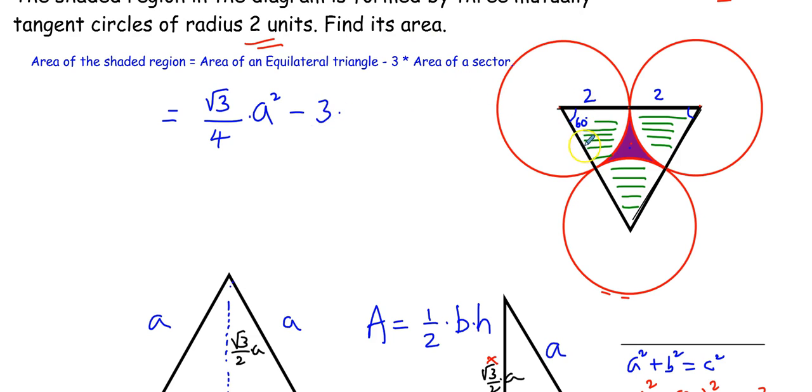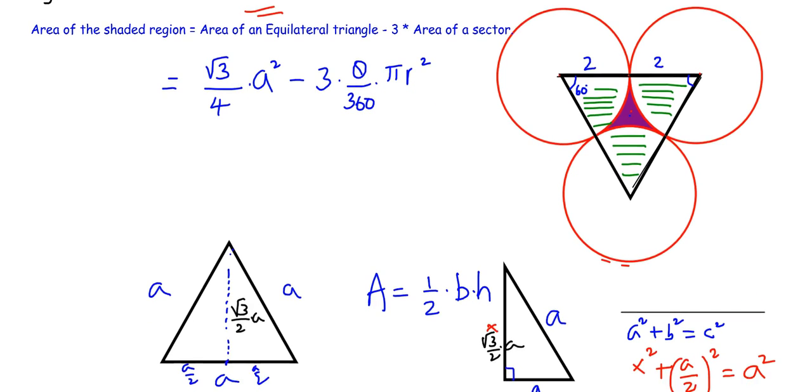So sector, we know that a sector is a part of a circle. So what is the ratio we take? Whatever angle theta you have, that angle over the complete angle, 360 degrees, times the area of the circle. What is the formula for the area of the circle? That is pi r square. So area of a sector is nothing but that fraction of a circle, like this angle piece, you have to remember.